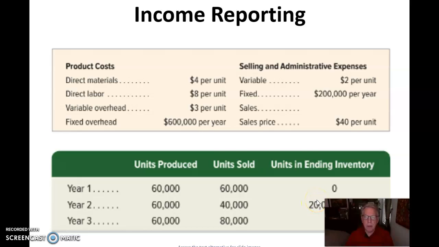Okay, everybody good with that? All right. Now, one thing I will point out, notice here that selling and administrative expenses do have a variable and fixed component to that. Now, that's not important for absorption costing, but it will be for variable costing. So let's take a look at that.